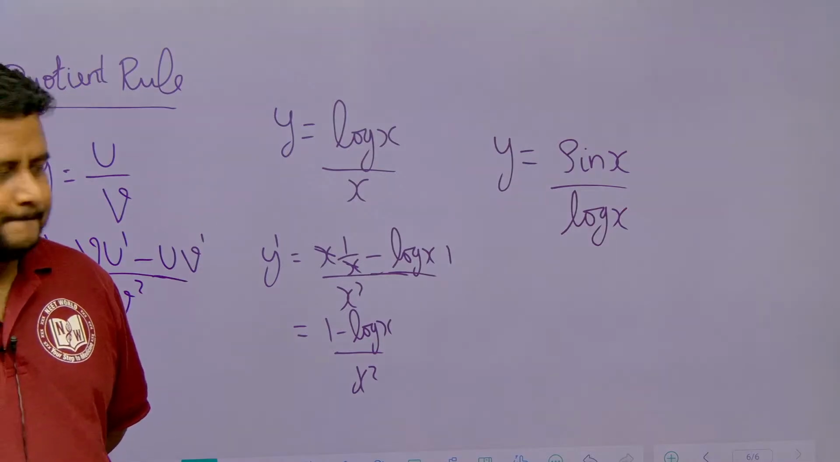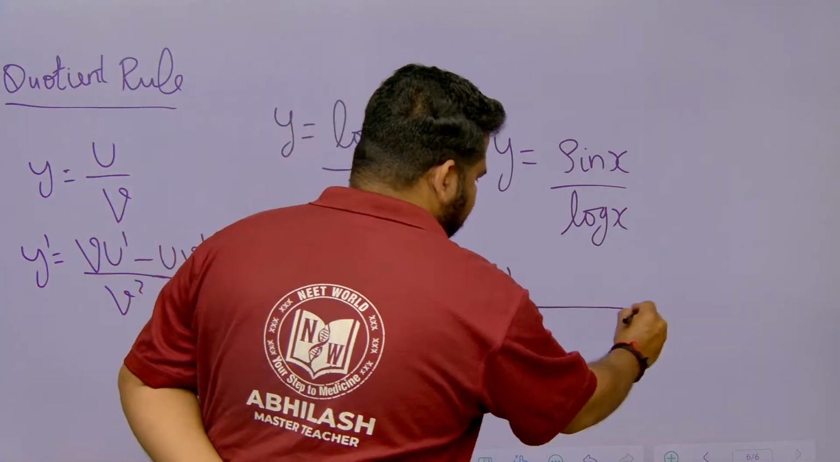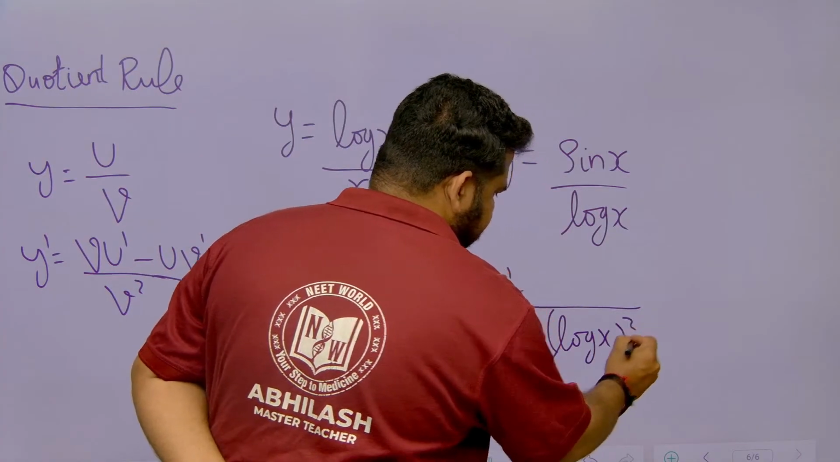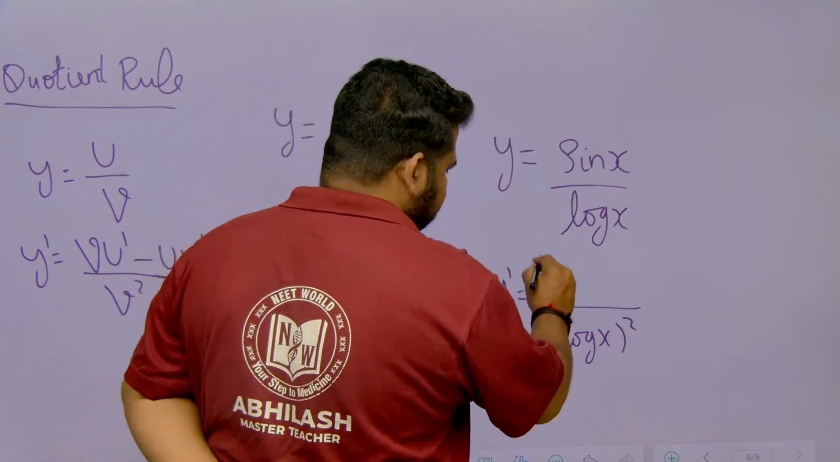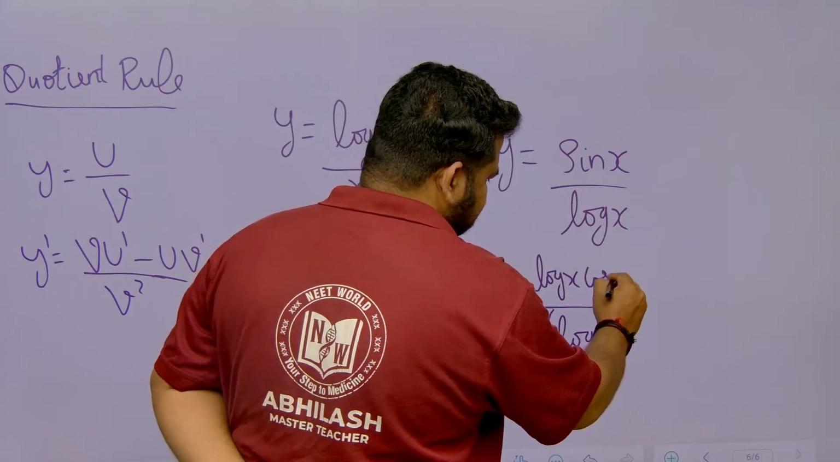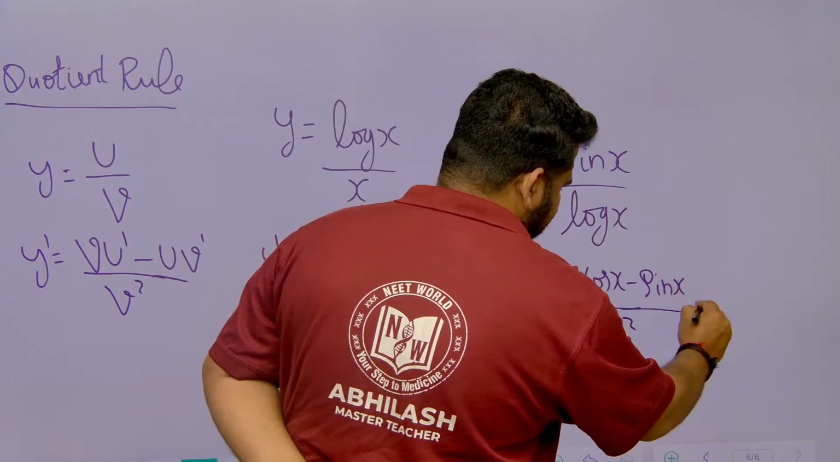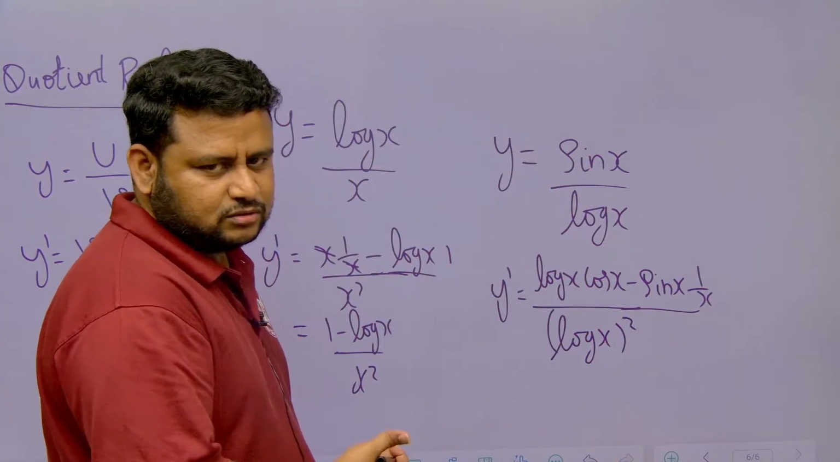So now what comes? y dash. For the denominator we should do log x whole square. It should not be log x square, it should be log x whole square. Next, log x you keep as it is. Differentiation of sin x we should do, that is cos x, minus sin x as it is, then differentiation of log x, which is 1 by x. That's enough. Understood?